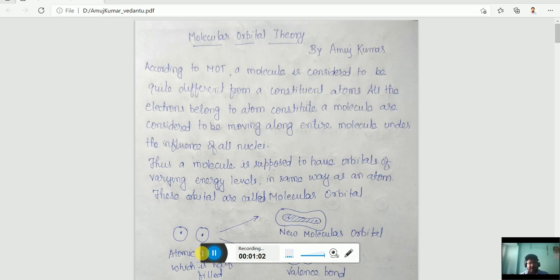Molecular orbital theory. According to MOT, a molecule is considered to be quite different from its constituent atoms. All electrons belonging to the atoms that constitute a molecule are considered to be moving along the entire molecule under the influence of all nuclei.